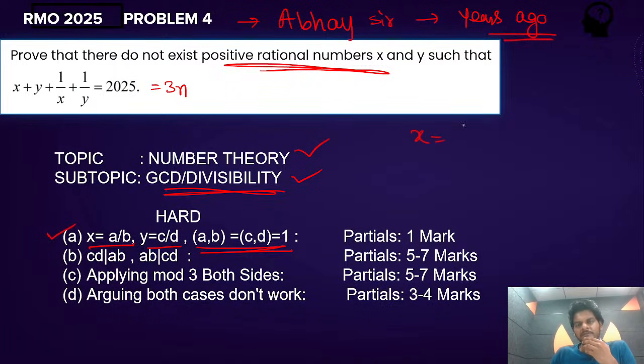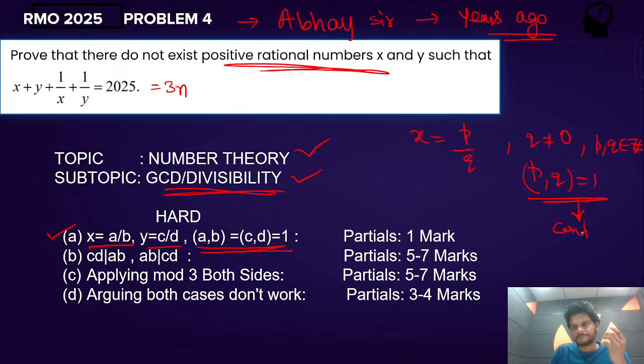For a rational number p by q, q not equal to 0, p comma q belongs to Z, the additional condition is that the GCD is 1. Often, when we are proving something is not rational, we contradict this part. We contradict this part. And that's what we do. So partial marks are here based on which step you reach.